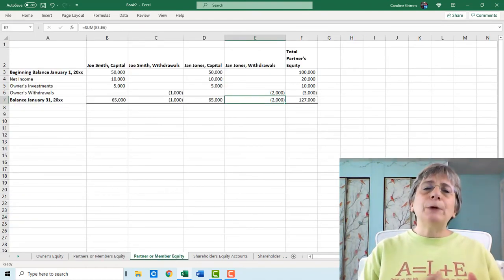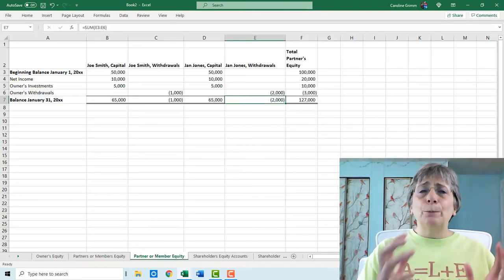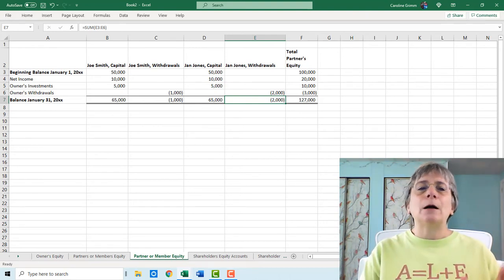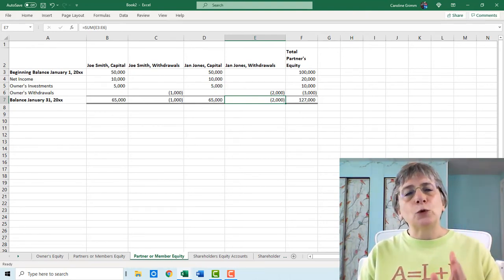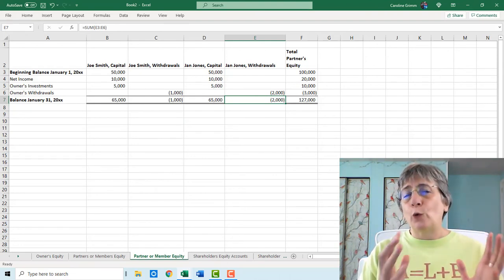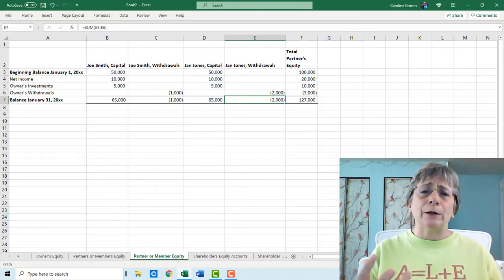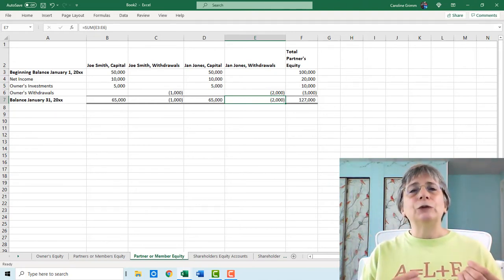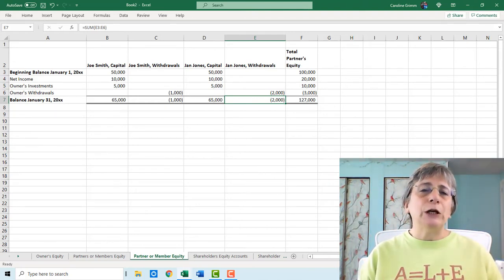So because we're keeping track of multiple partners or members here, we would do something like this to keep track of the capital accounts and the withdrawal accounts for each partner or member in the partnership or LLC. And what we're doing is we are tracking the increases and decreases in the value of equity for each one of those partners or members involved.